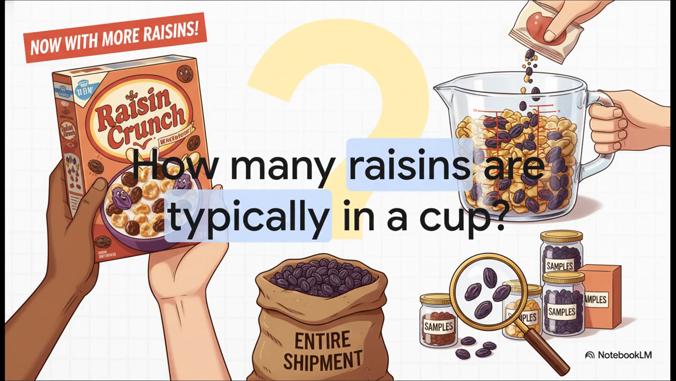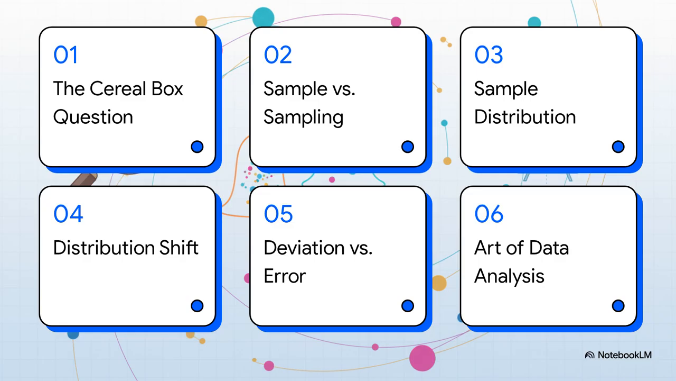Picture this. You're holding a box of raisin cereal, and the label proudly screams, "Now with more raisins." It naturally begs a pretty obvious question, right? Exactly how many raisins are typically in a single cup of this stuff? Now sure, you could rip open every box in a massive warehouse shipment and count every single raisin. But come on, that is practically impossible. Instead, we have to rely on a bit of magic, taking a smaller part to understand the whole. We need a sample.